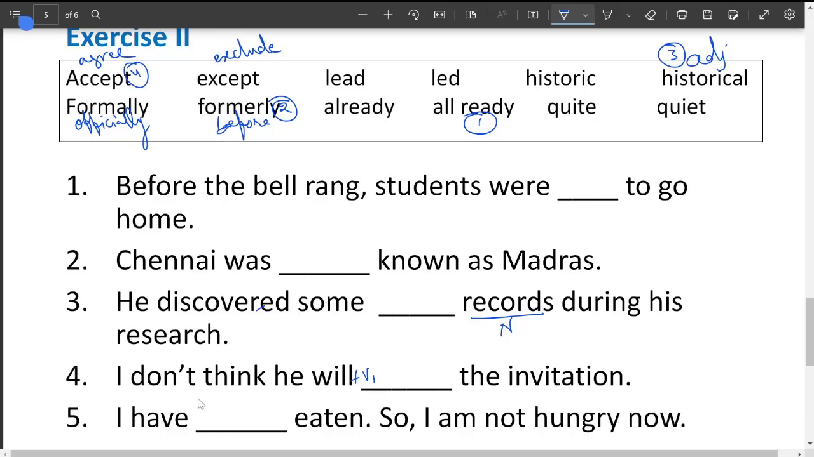Okay. Next one. I don't have dash eaten, so I am not hungry. Have plus V3. This is the combination which you use in the present perfect tense. Now we have one word here. I already told you this is a keyword. This is the keyword which is used in present perfect tense. Already in the sense before in hand. Okay. Next one.